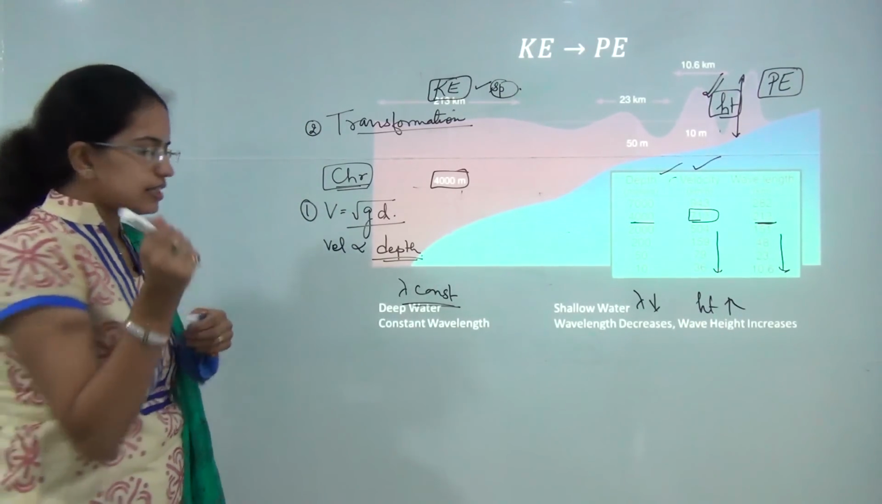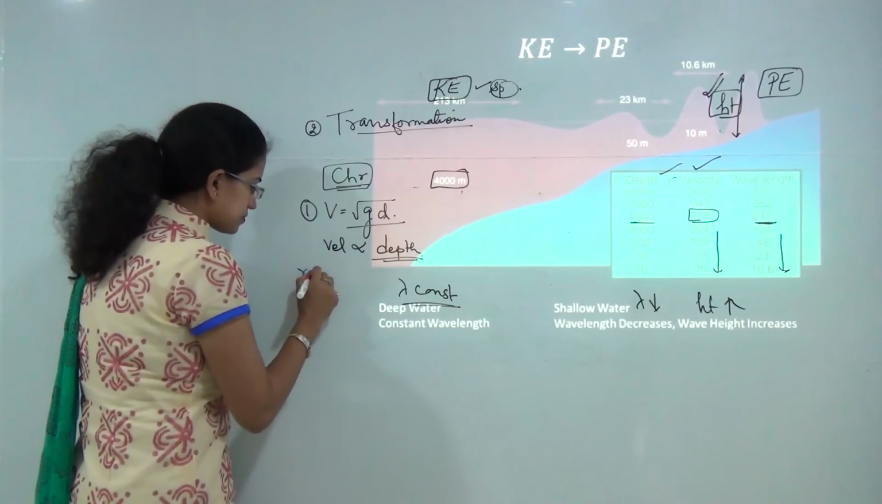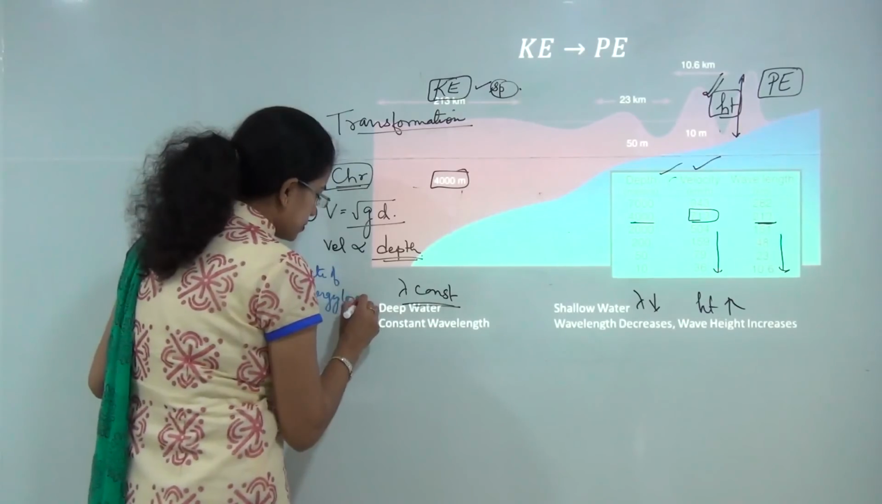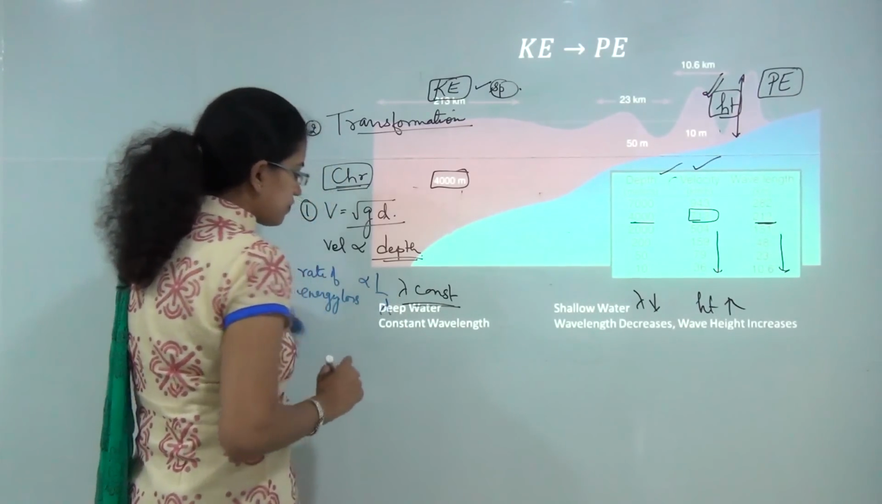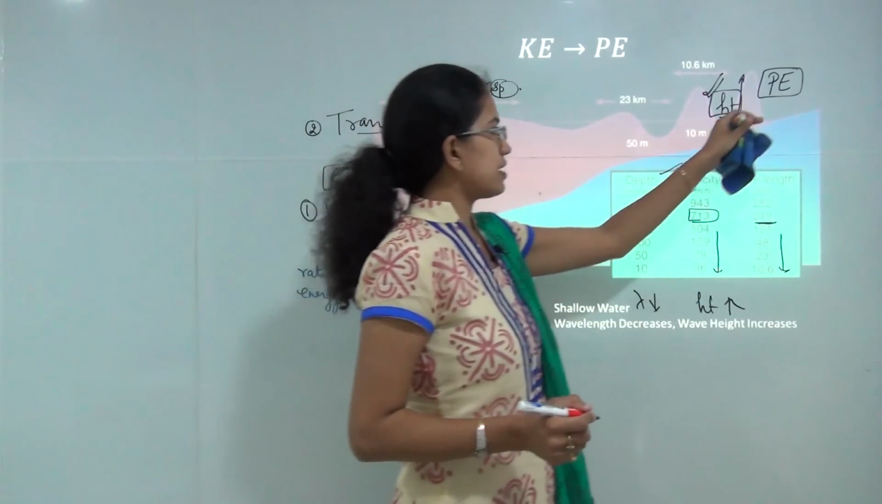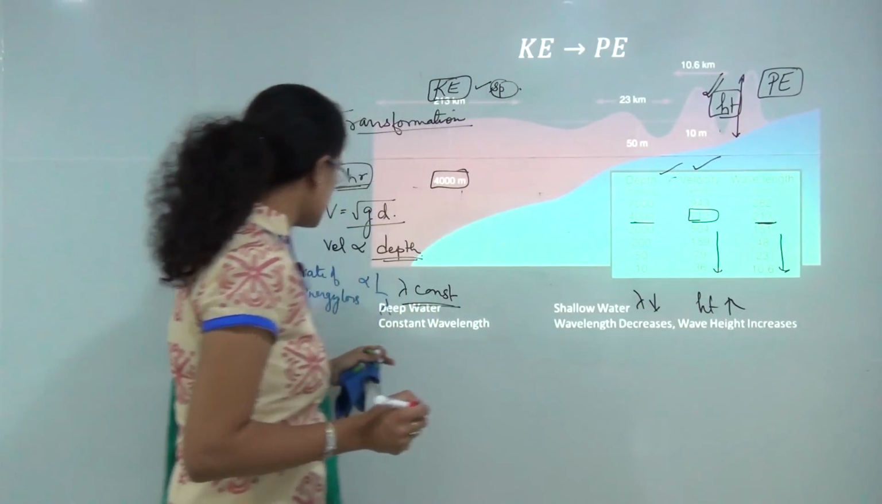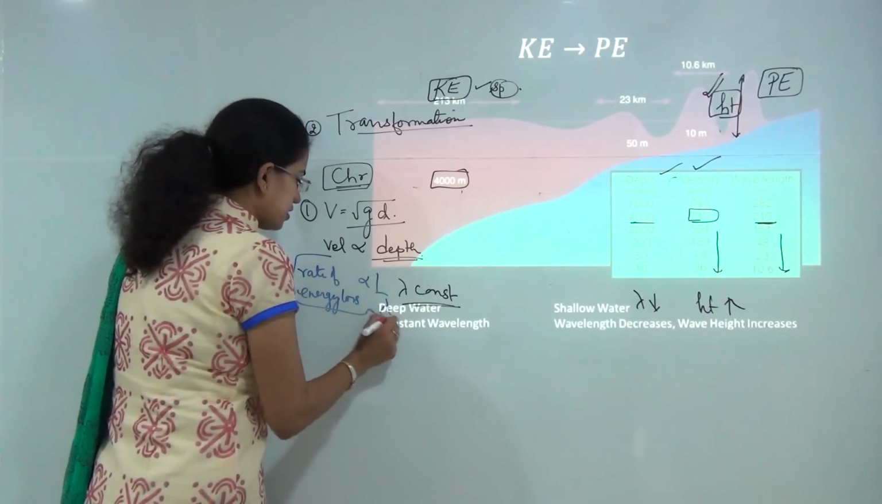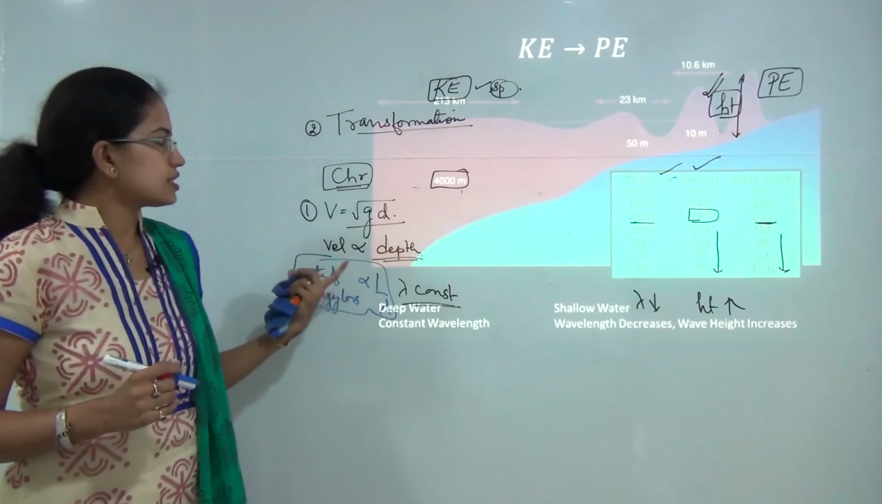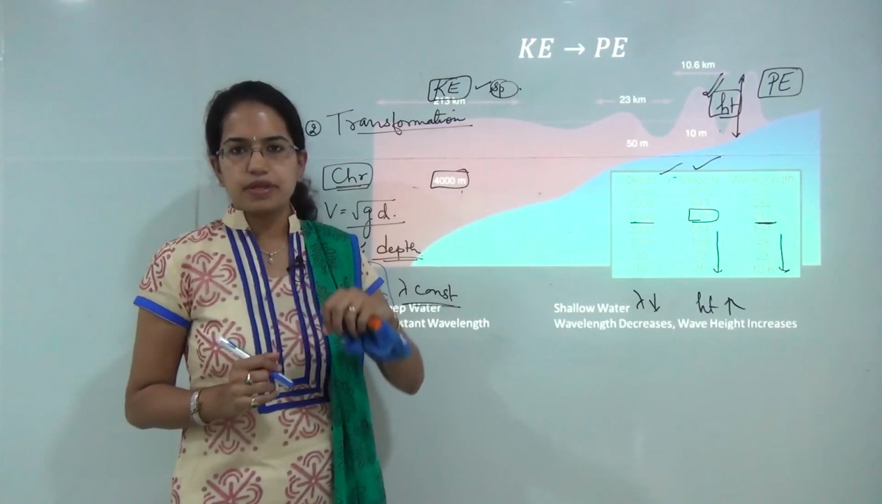And third is the rate of energy loss is inversely proportional to wavelength. So if the wavelength is more, energy loss is less. Towards the coast, the wavelength decreases and energy loss increases. So the rate of energy loss is inversely proportional to the wavelength. So these are some of the major characteristics of tsunamis.